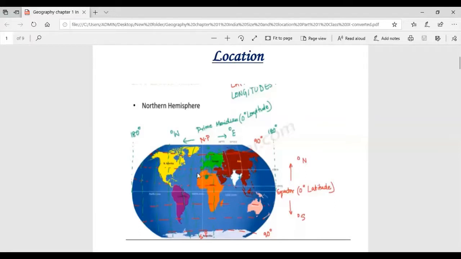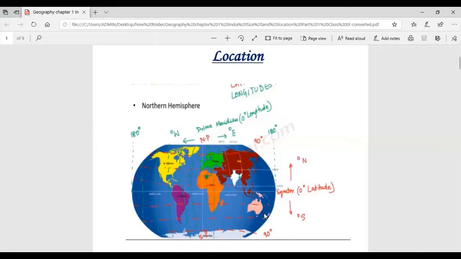Now let's move on to the next one, explaining the longitudes. Longitudes are imaginary circles around the Earth that appear as vertical lines. Here you can see the green colored dotted line. This is known as the longitudes. So latitudes means the horizontal lines, and longitudes mean the opposite, the vertical lines. So they are encircling the sphere in a vertical way.